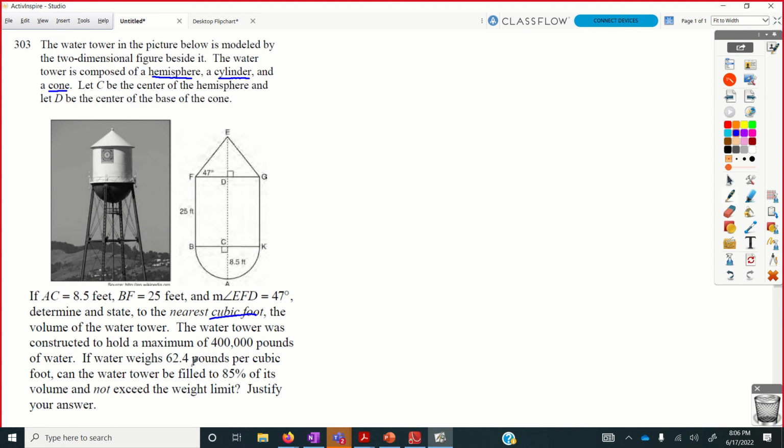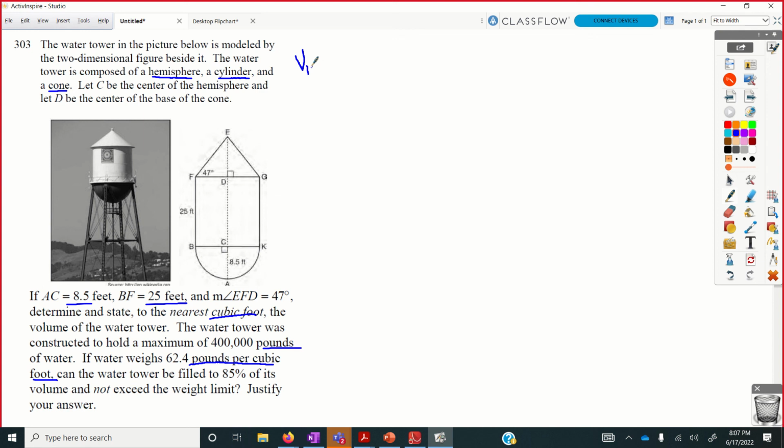And it holds 62.4 pounds per cubic foot. Can the tower be filled to 85% of its volume and not exceed the weight limit? Justify your answer. So keep in mind that we're reading cubic feet, pounds per cubic foot. We see feet, so we don't need to do any conversions here, which is nice. And we have pounds and pounds, so we're good to go. So what we need to do is calculate the volume of the different parts.